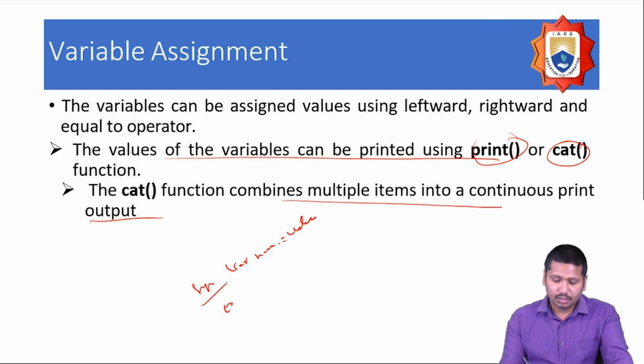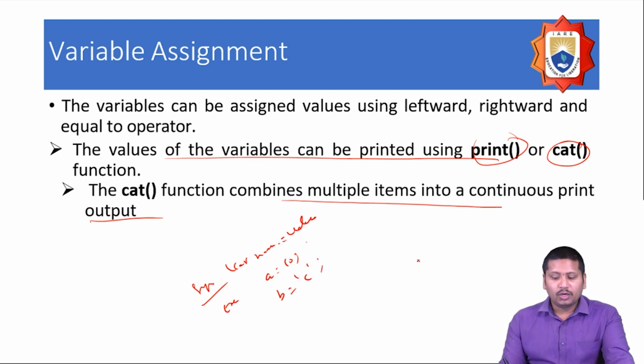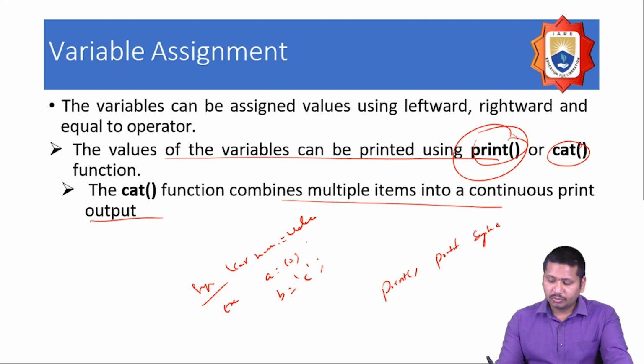So the syntax and example should be a <- 10 and b = 'c', like that. The values of variables can also be printed by use of the print function. So print is the function, whereas in C it should be printf, whereas in Java it should be System.out.println. So this is R, then C, and then Java.